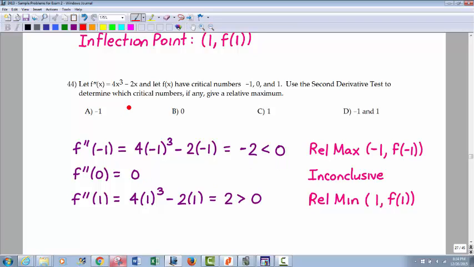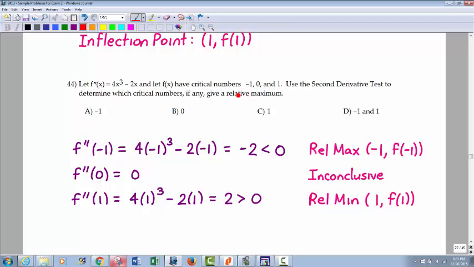So you plug negative 1 into the second derivative, and you get negative 2, so that does make it a max. 0 is 0, which makes it inconclusive, and it probably wouldn't be either anyway. And then you plug the positive 1 in there, and you get a positive, so it's a relative min at 1, f of 1.